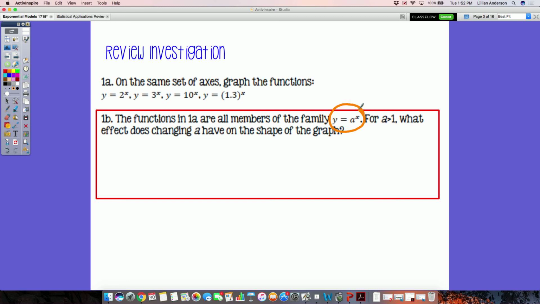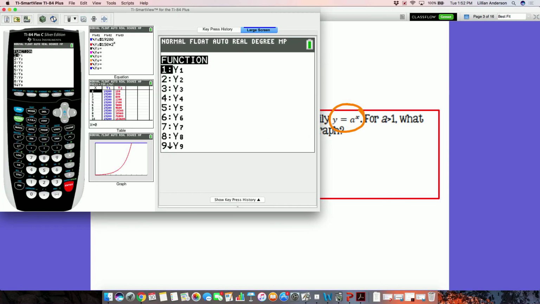The domain. What about it? It got bigger or smaller. It got bigger or smaller? Okay. Like it changed. Changed how? What was the domain for 2 to the x? It was 0 to 2.